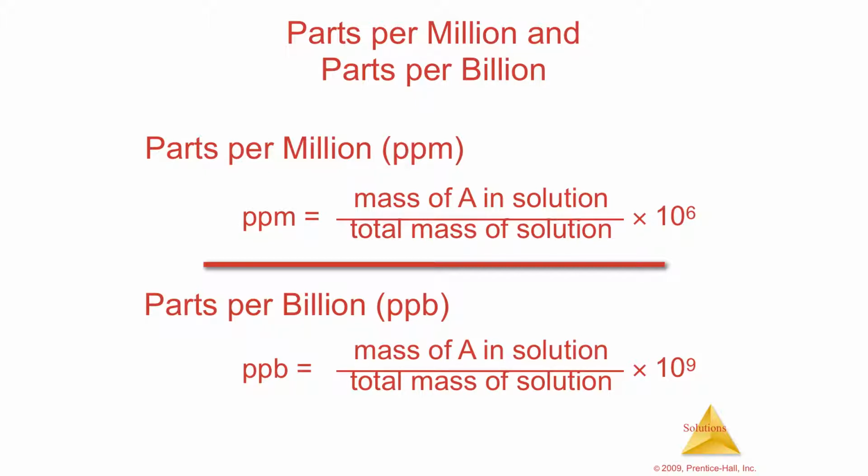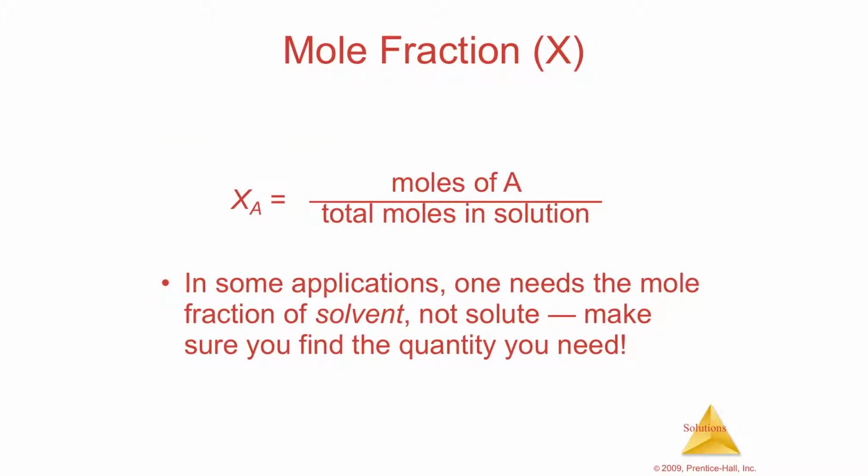So it's exactly the same. Mass of the component divided by the total mass of all the components in the solution, times 10 to the 6, which is a million, for parts per million, or 10 to the 9, which is a billion, for parts per billion. The third useful one, and useful in different ways, is the mole fraction.